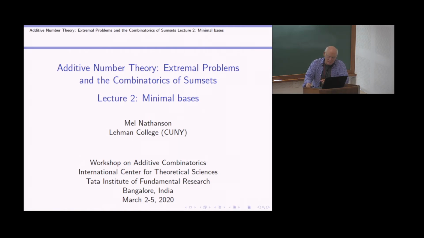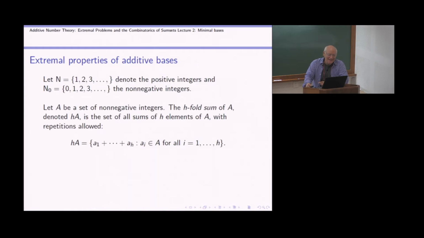So the polynomial method went back 25 years. This goes back 50 years, right? To when I was a graduate student, actually. So we have sets of integers. We look at the h-fold sum of the sets of integers.